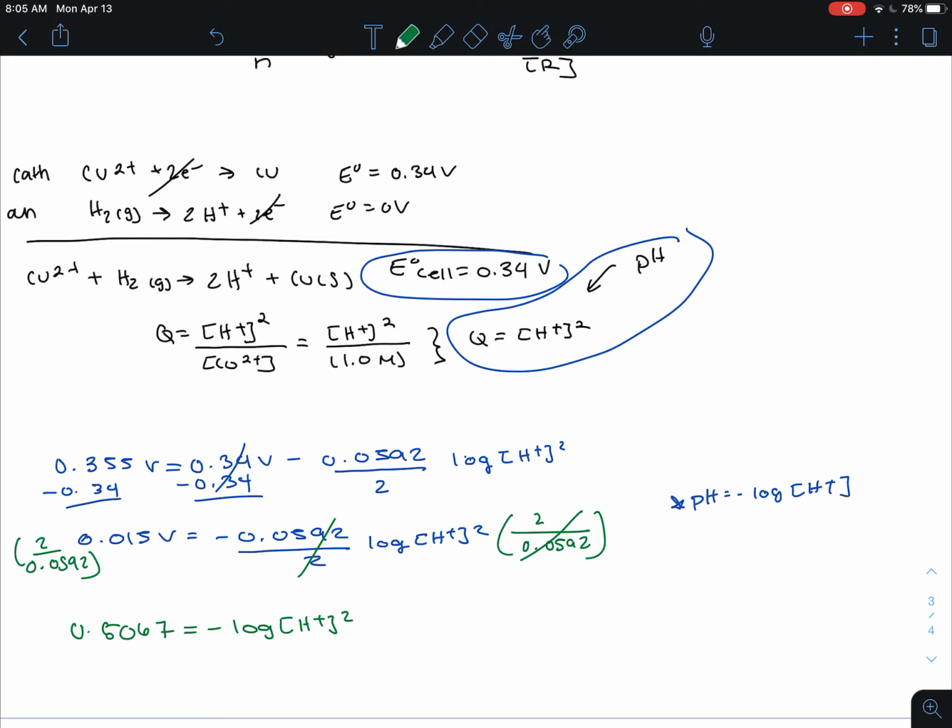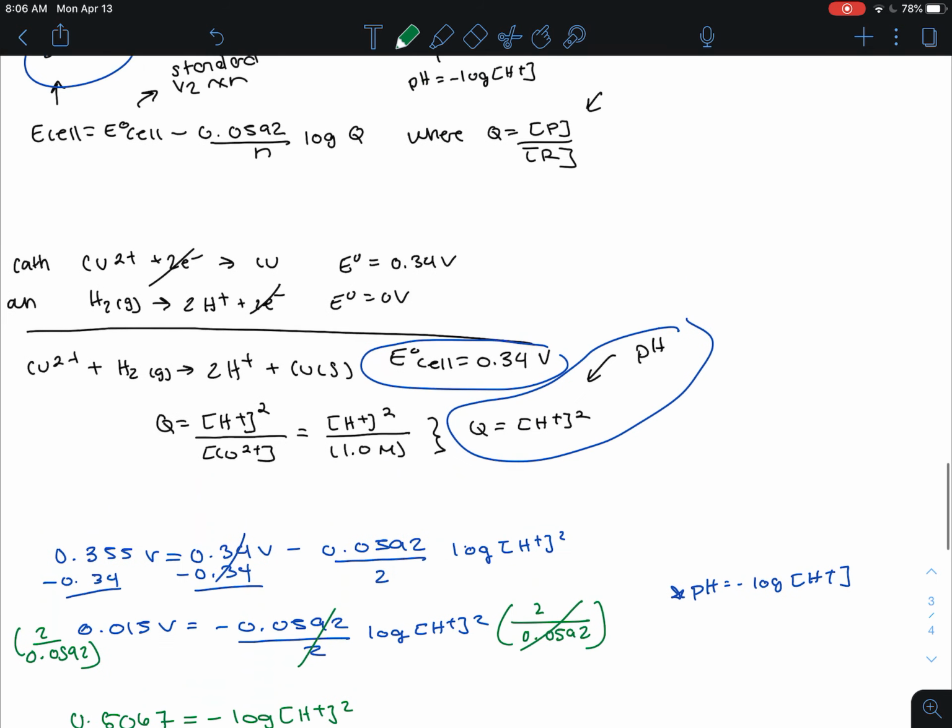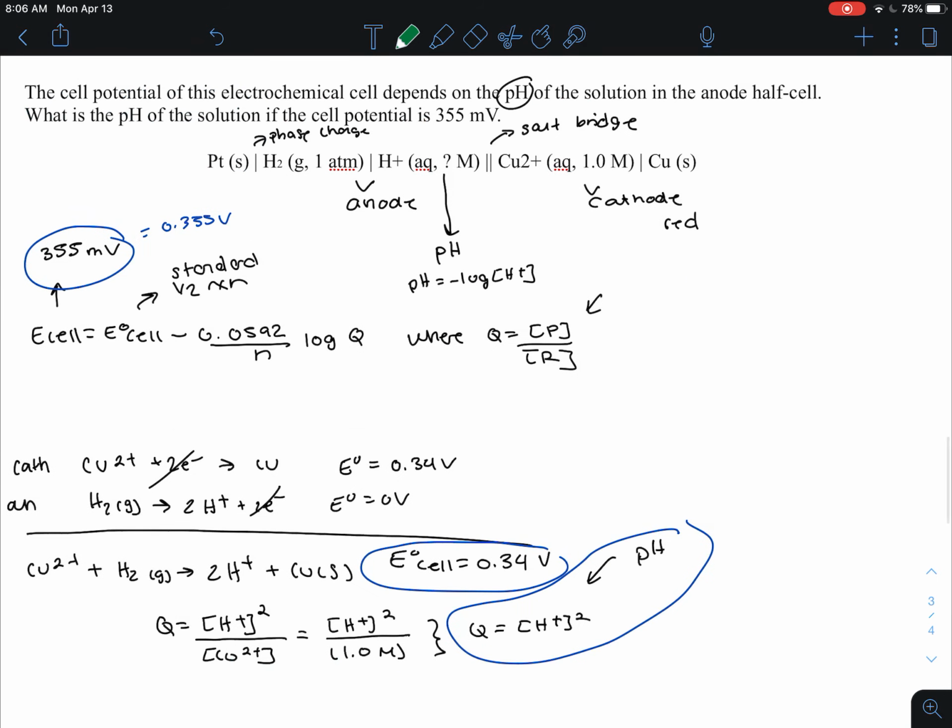And then what we want to do is simplify that and solve for the pH. And then the pH comes out to be 0.25. And you're done. So it's actually implementing some of the stuff we've already learned, pH, with new stuff.